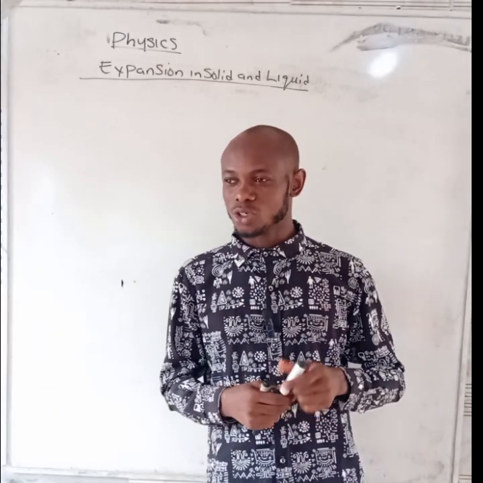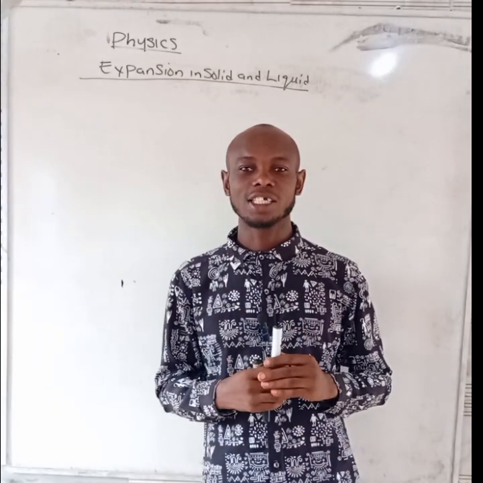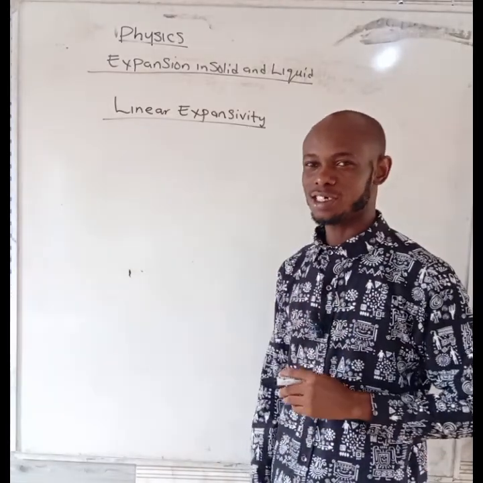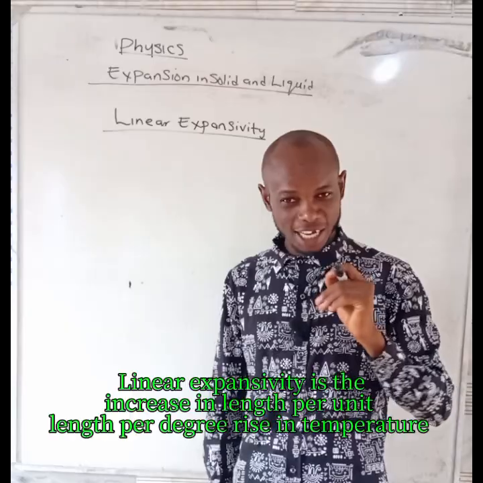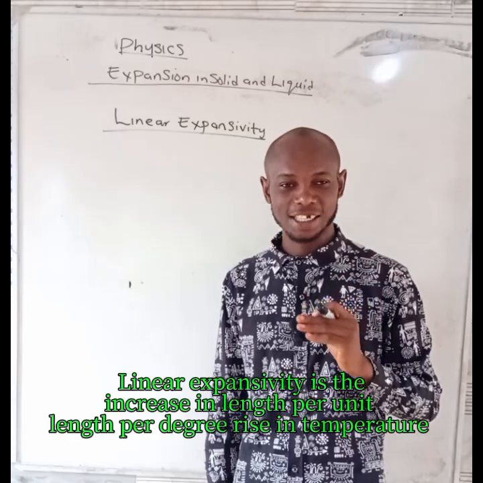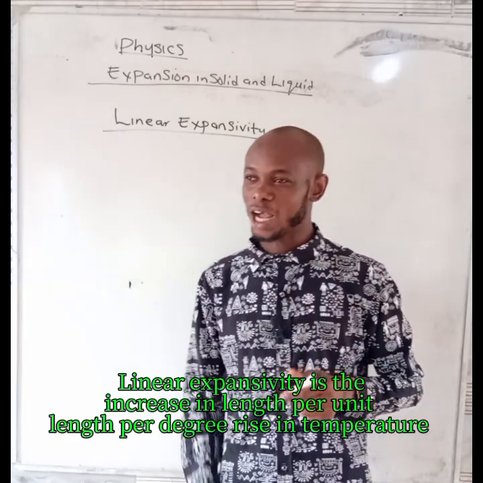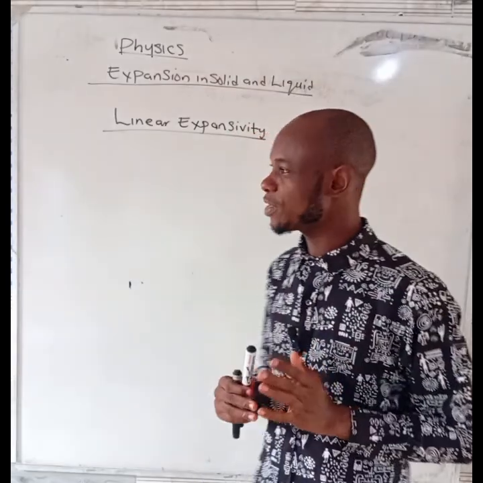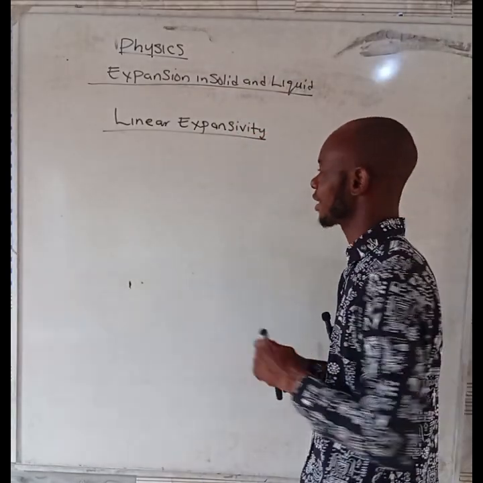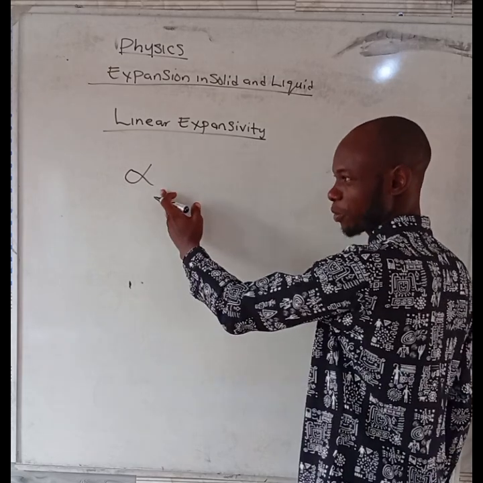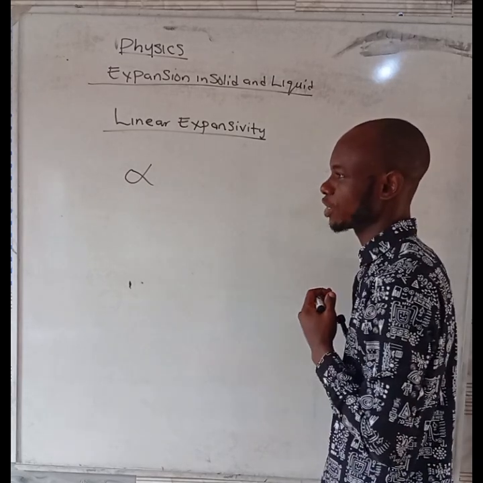So this will take us to linear expansivity. What is linear expansivity? Linear expansivity is the increase in length per unit length per Kelvin rise in temperature. Linear expansivity is denoted by the symbol alpha. So anytime we see alpha, it means this is linear expansivity.